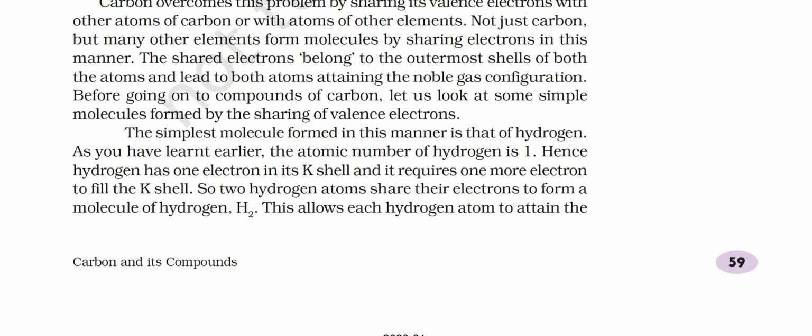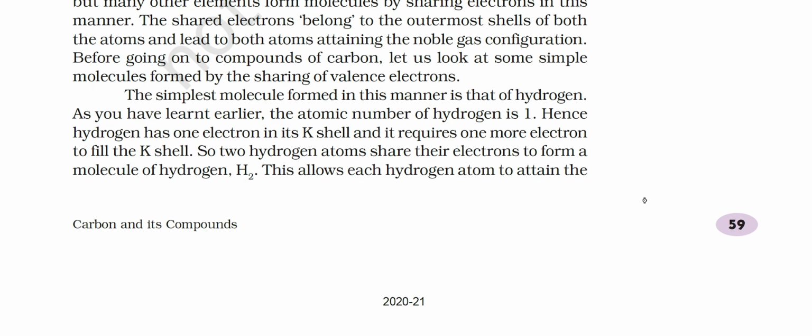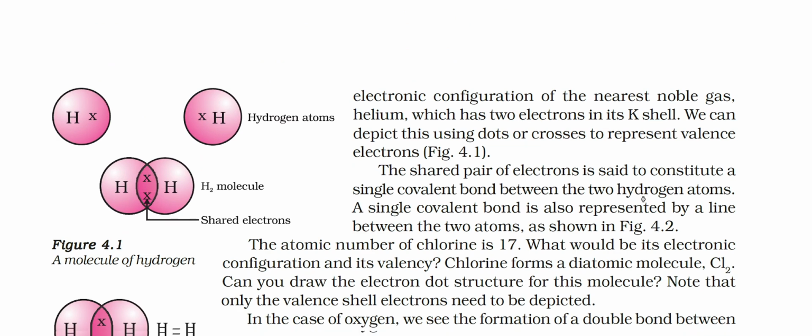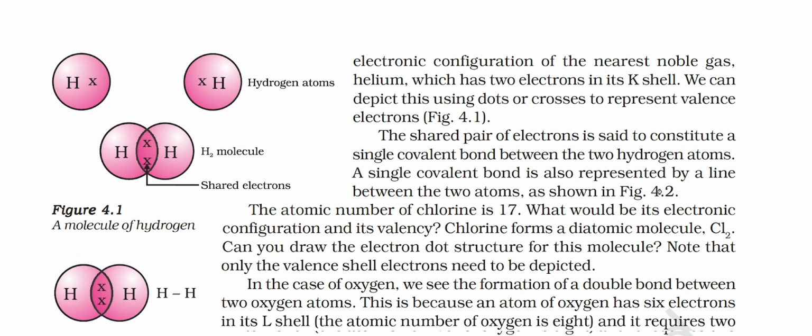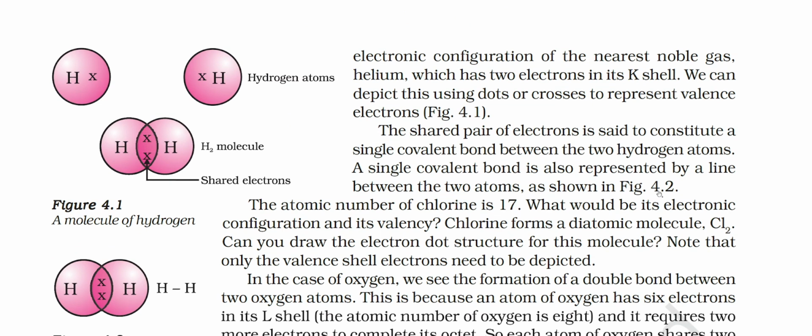This allows each hydrogen atom to attain the electronic configuration of the nearest noble gas, helium, which has 2 electrons in its K shell. We can depict this using dots or crosses to represent valence electrons. The shared pair of electrons is said to constitute a single covalent bond between the two hydrogen atoms. A single covalent bond is also represented by a line between the two atoms as shown in the figure 4.2.